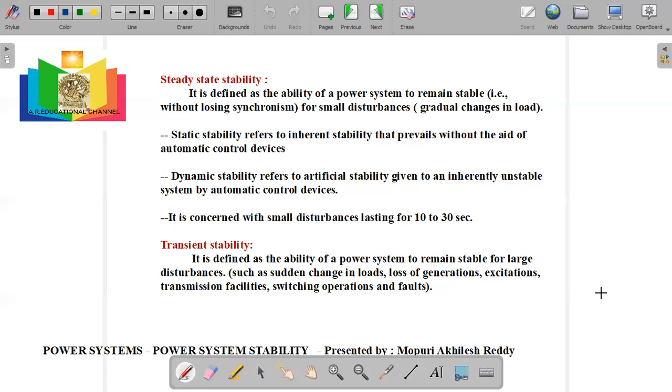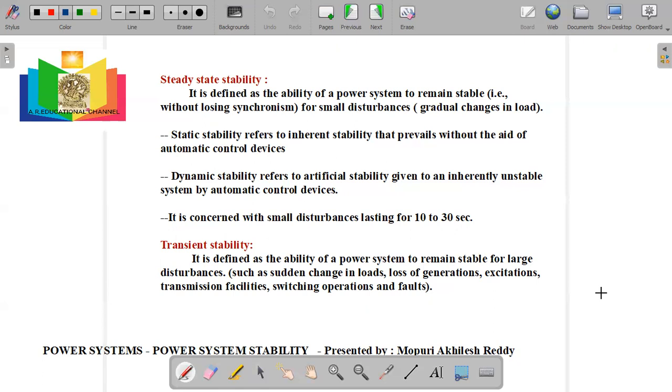Static stability refers to inherent stability that prevails without the aid of automatic control devices, whereas dynamic stability refers to artificial stability given to an inherently unstable system by automatic control devices. In static stability, it is the inherent, inbuilt stability of the power system where we won't use any automatic control devices. Whereas in dynamic stability, it is an artificial stability given to an unstable system by automatic control devices.